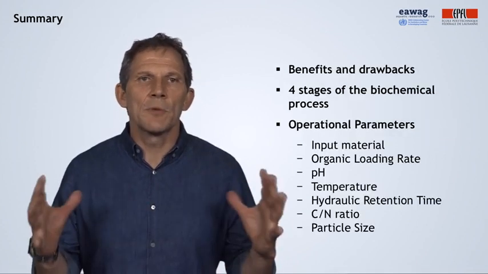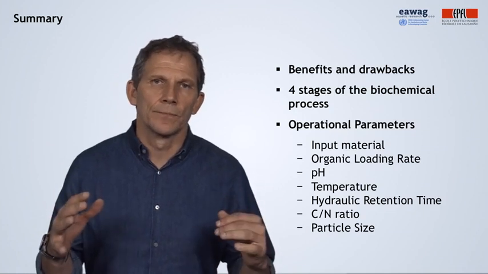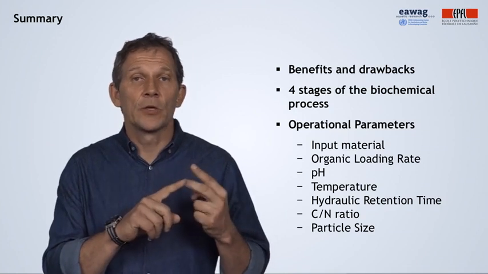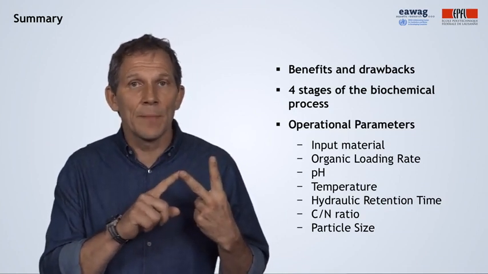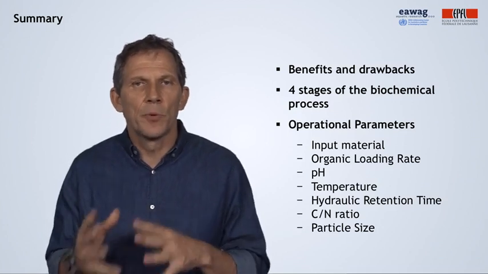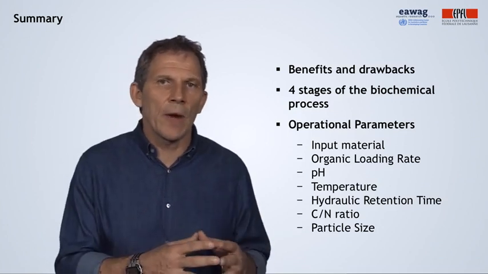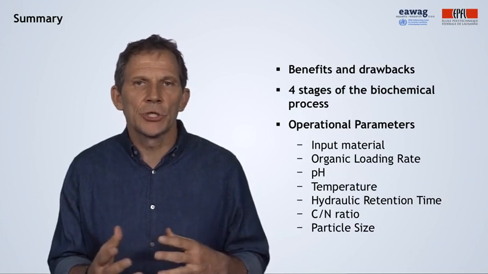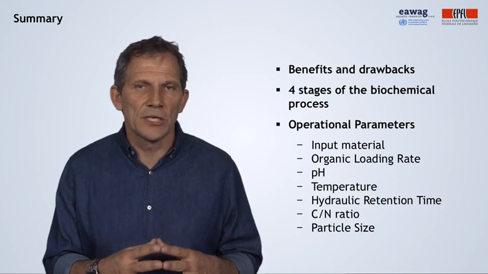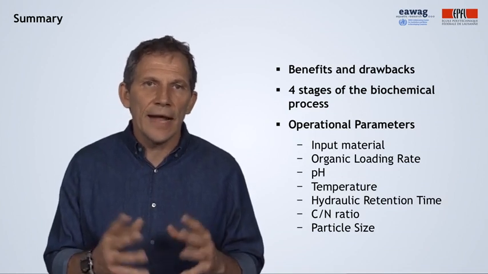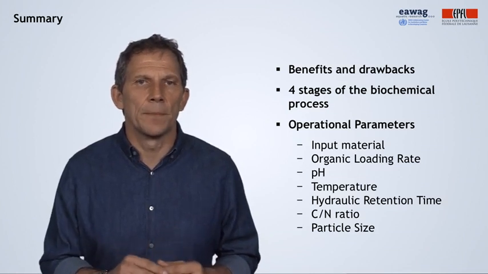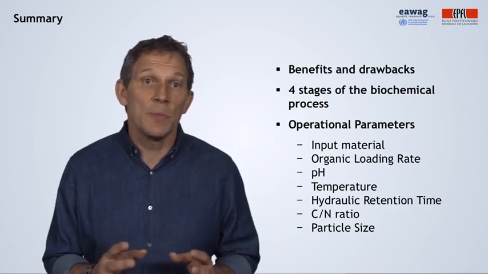So, let me summarize what we covered in this module. We looked at benefits and drawbacks. We looked at the 4 stages of the biochemical process, and then we looked at different operational parameters: input material, organic loading rate, pH, temperature, hydraulic retention time, CN ratio, and finally particle size. In the next module, we will look at different types of reactors and how to operate them. So, stay with me for the next module.